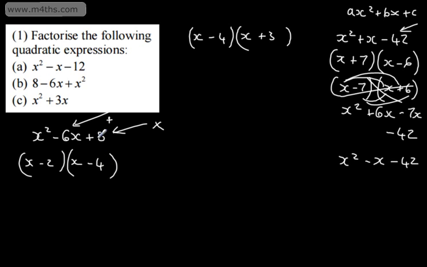If we have a negative number here on the end, we're going to have one positive and one negative. That all comes from the laws of basic multiplication of negative numbers. So that's factored. Let's just do another one.